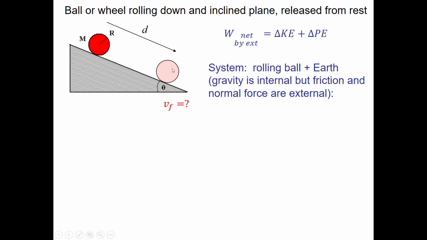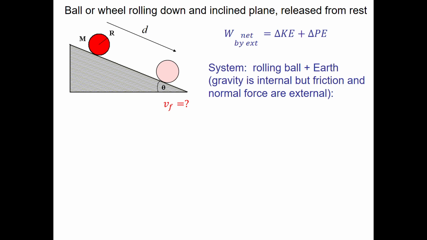Here I'm going to take our usual system where we take the object that's moving plus the earth. We take gravity to be an internal force. But there are other forces that are being applied to that moving ball besides gravity. There's the normal force. Of course, there's got to be a normal force being applied to the ball as it moves, because otherwise the ball would just fall right through the plane.